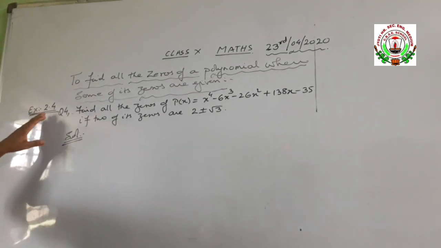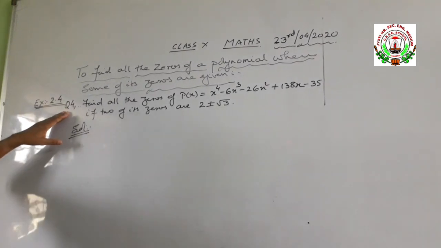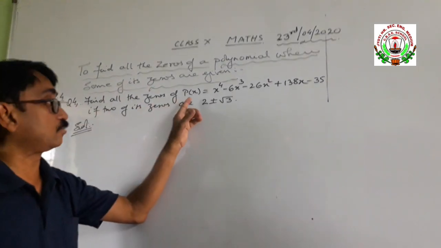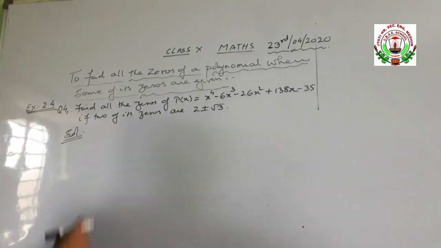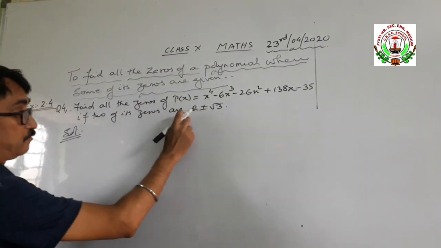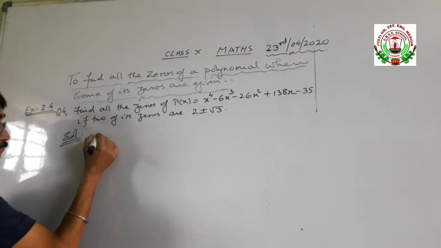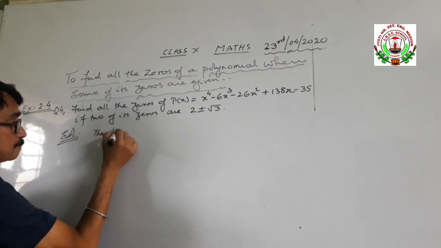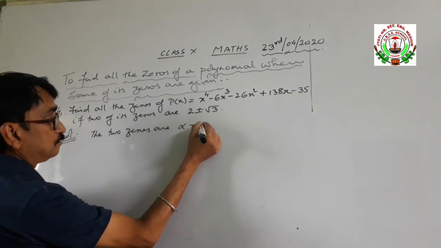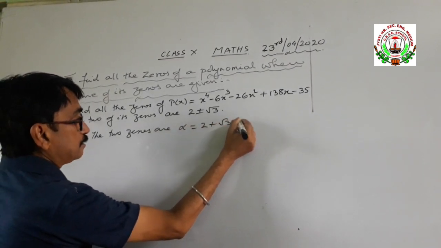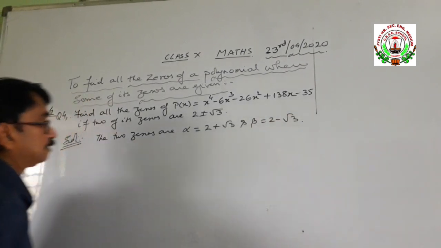Now let's come to exercise 2.4, NCERT textbook question number 4. Find all the zeros of a polynomial which is a biquadratic polynomial, and if two of its zeros are given, 2 plus minus root 3. So the two zeros are here, alpha 2 plus root 3 and beta 2 minus root 3.